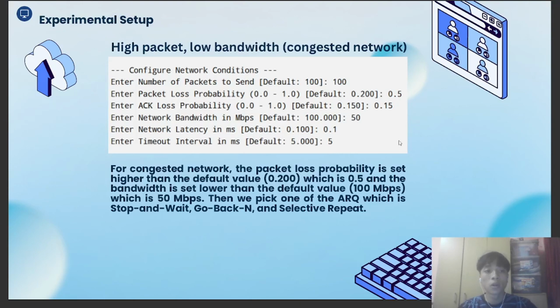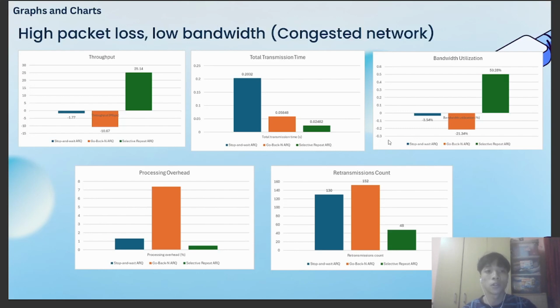Now we move on to high packet loss, low bandwidth, which is the congested network. The packet loss probability is set higher than the default value, which is 0.5, and the bandwidth is set lower than the default value, which is 50 Mbps. Then we pick one of the ARQ protocols: stop and wait, go back N, and selective repeat. So this is the chart for the result of the high packet loss, low bandwidth.